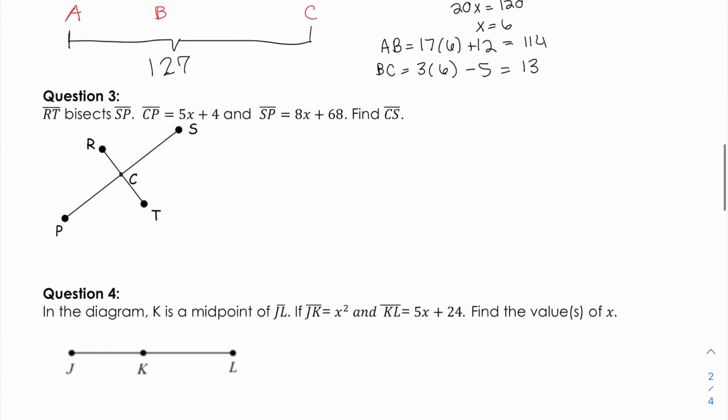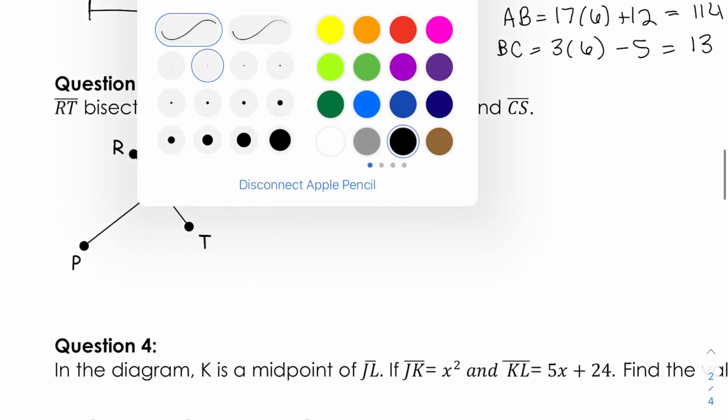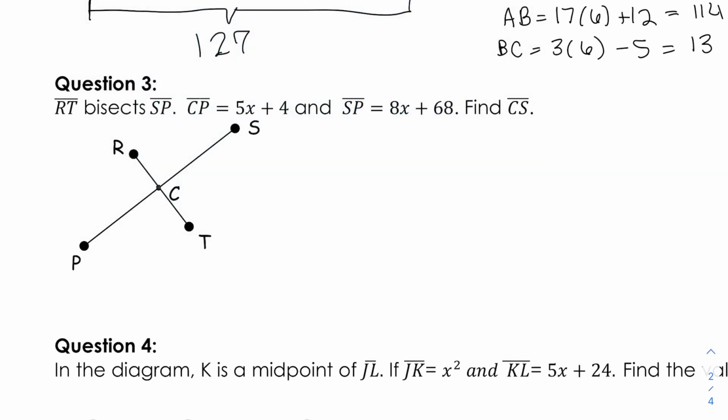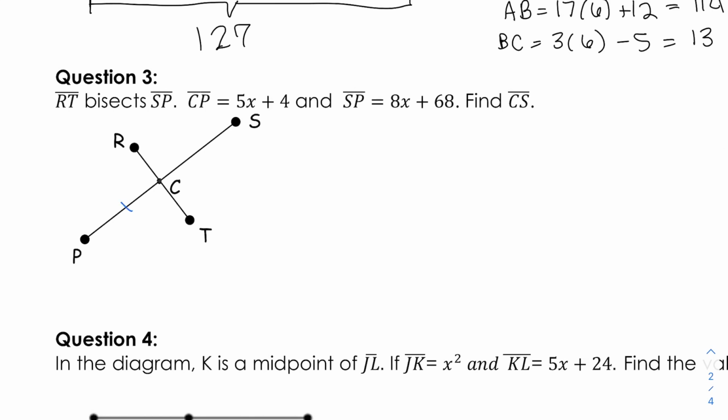Okay, question 3. RT bisects SP. So I know that PC is equal to SC because that is a segment bisector. We have CP, from here to here, is 5x plus 4.